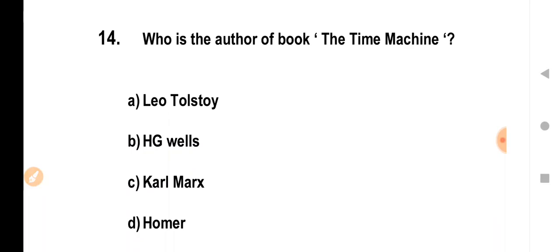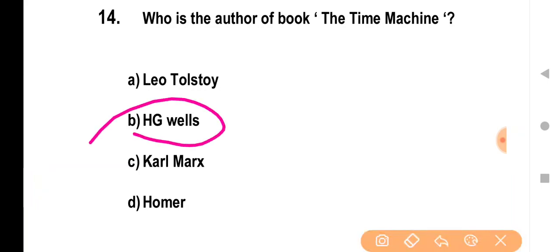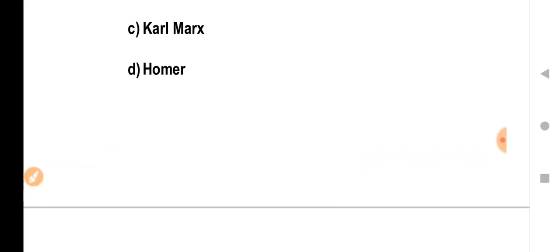Who is the author of the book The Time Machine? And the answer is B, H.G. Wells.